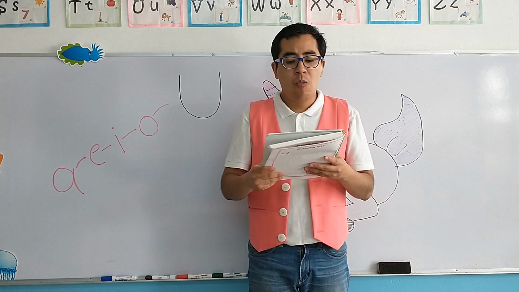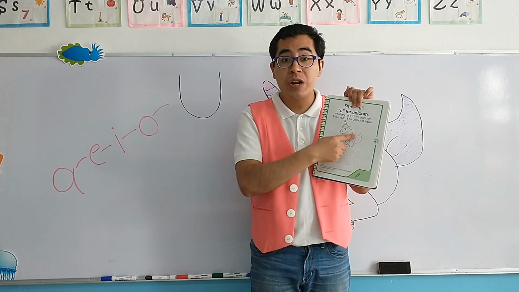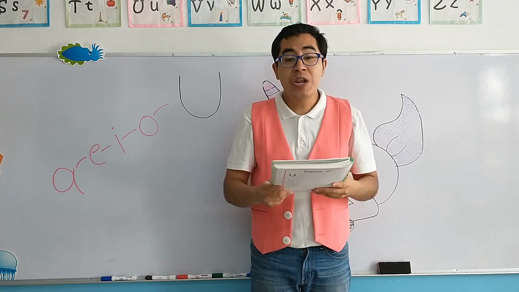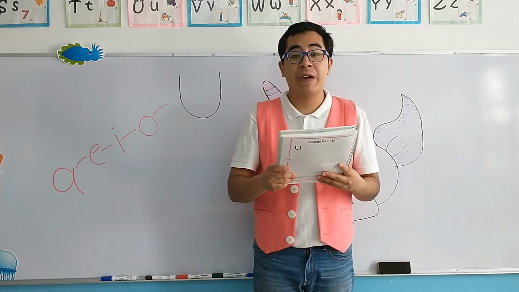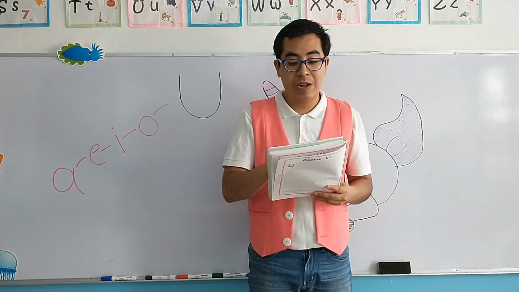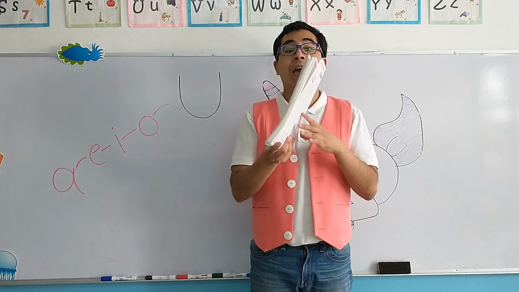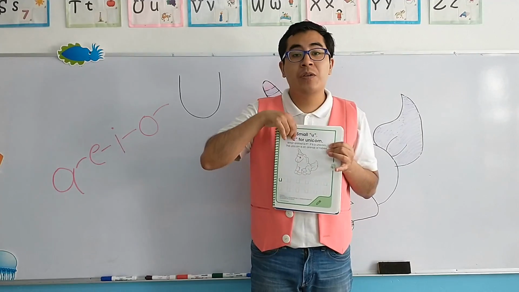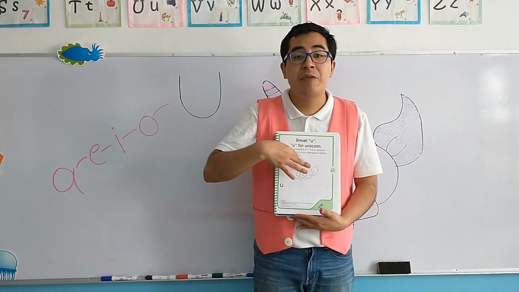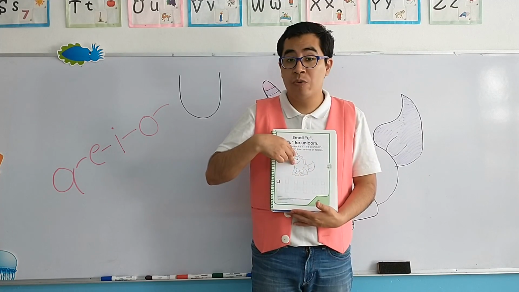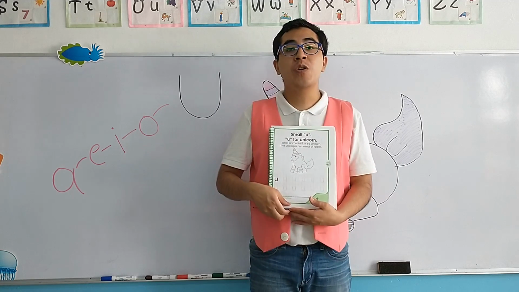It says, what animal is it? ¿Qué animal es? It's a unicorn. The unicorn, it's an animal of fairy tales, of fables. El unicornio es un animal de los cuentos de hadas. Okay? Now, under the title, under the sentence, we have the drawing, we have the image of the unicorn, and under the unicorn, we have the small u.